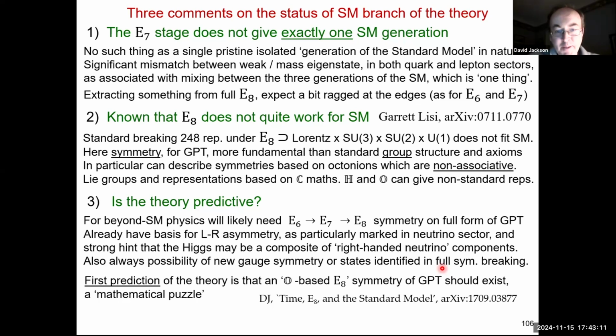What I didn't talk about was the way that E6 embeds in E7. You get a copy of H3O and its complex conjugate under E6, so you get a left- and a right-handed sector. But the Lorentz group, or the external spacetime, is only embedded in one of those H3Os, not the other. So that gives you an asymmetry between the left and the right.